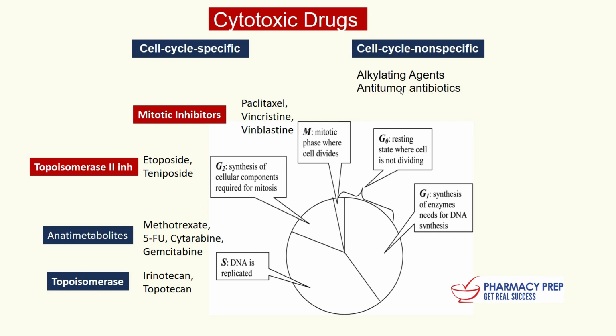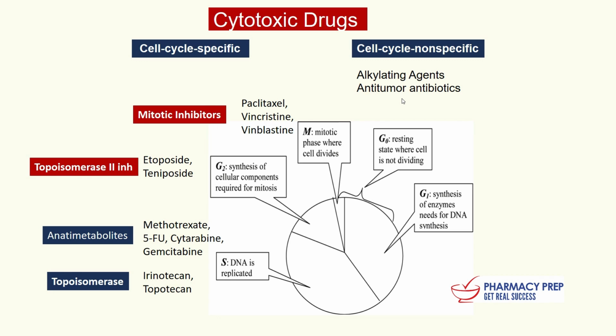Whereas there are two classes of drugs in this category that are cell cycle non-specific, meaning they are not specific to any stage. They damage the entire DNA, so they affect all cell growth. The examples are alkylating agents and anti-tumor antibiotics. These are the examples of cell cycle non-specific drugs.